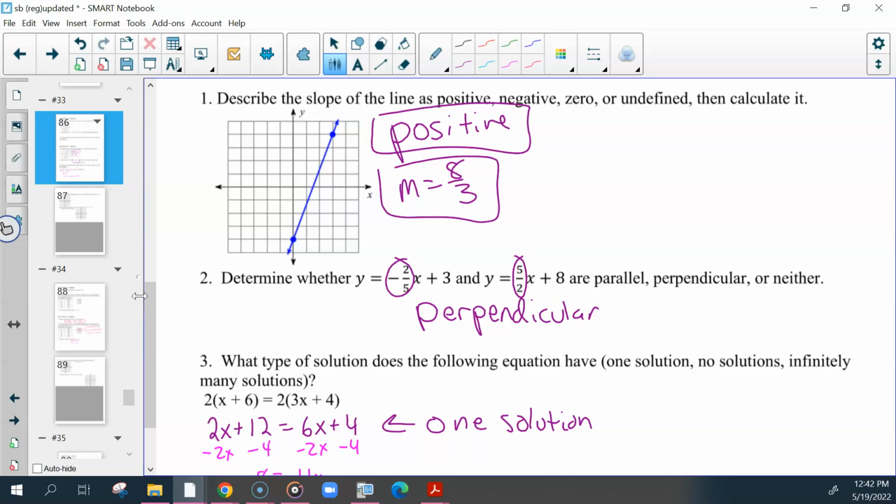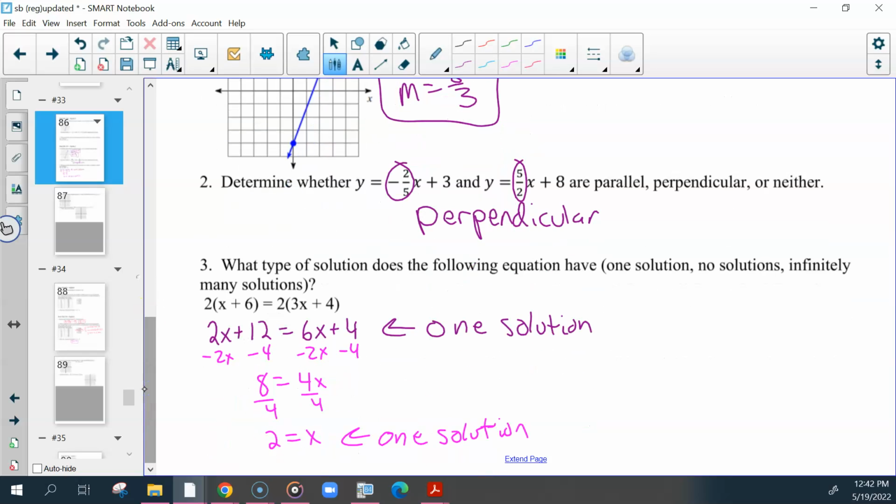For number 3, you had to figure out what type of solution this was. As you start solving this, you should be able to see that you have different coefficients and different constants, so that would give you one solution. Or you could actually solve it, and you would also get one solution. Do we have any questions on number 3? On the back.